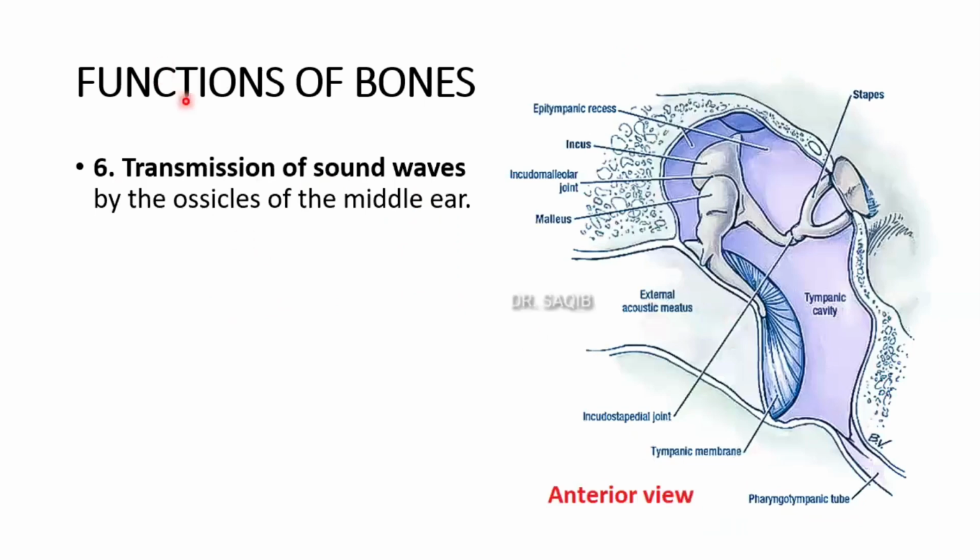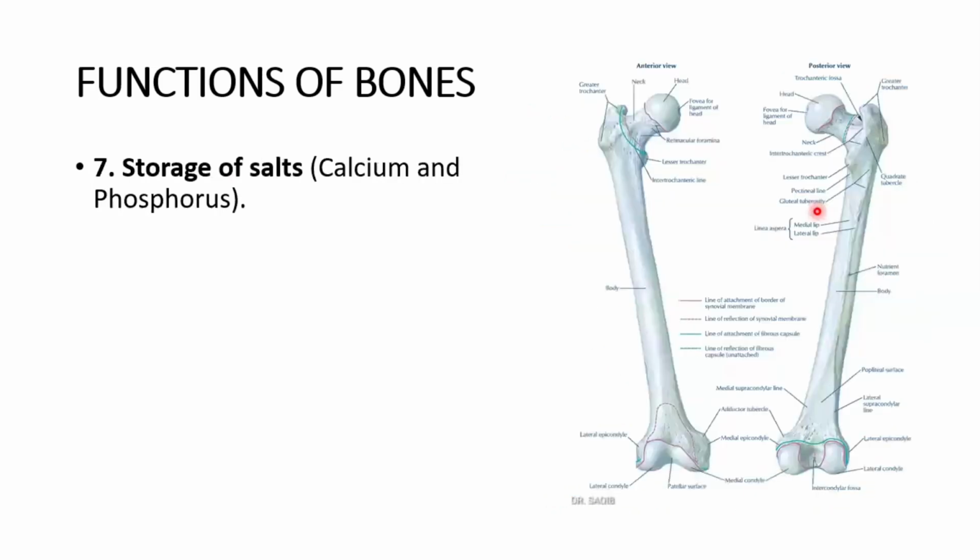Another function is the transmission of sound waves. Here you could see it is by the ossicles of the middle ear. This is the malleus, the first ossicle, this is the incus, and this is the stapes. In each middle ear there are 3 ossicles, and 3 in the other, so there are 6 bony ossicles.